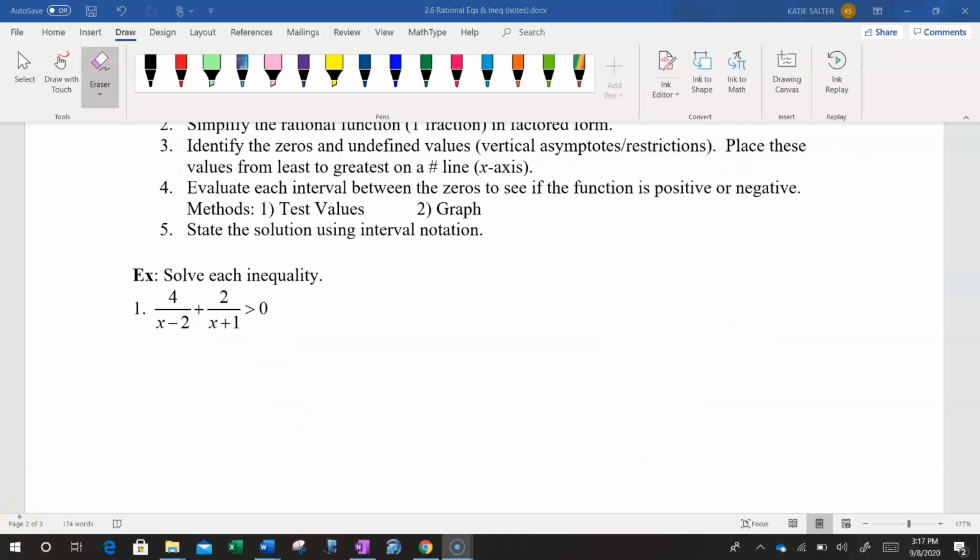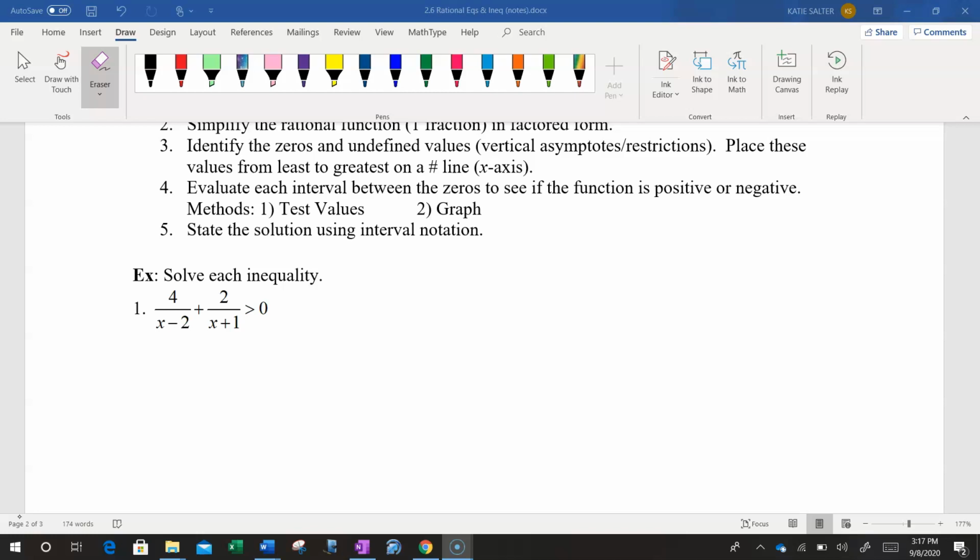Okay, so for the new part, rational inequalities. All right, so step 1 is going to be just like a polynomial inequality. You have to get everything on one side, set equal to 0. Step 2, we have to simplify this rational expression. We have to make it one fraction.